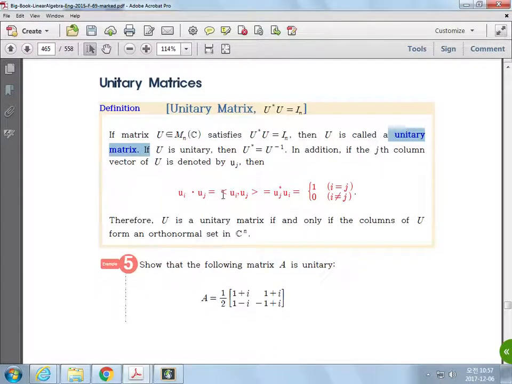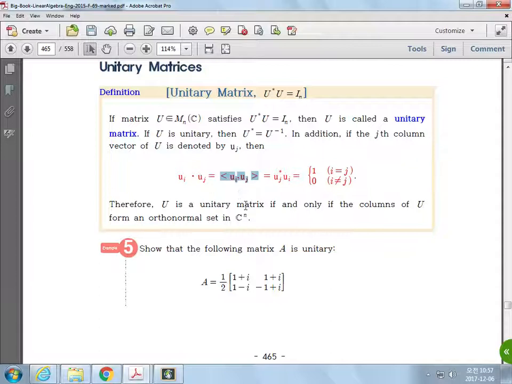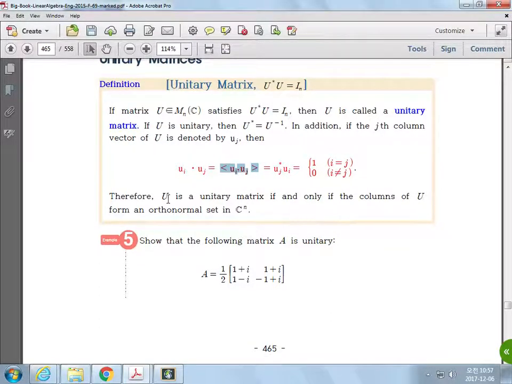which means the inner products of the columns of the unitary matrix U are all zero if they are different, and if i is equal to j, then it is equal to 1. So the column vectors of the matrix U are also normal vectors. Okay? So U is a unitary matrix if and only if the columns of U form an orthonormal set in C^n.